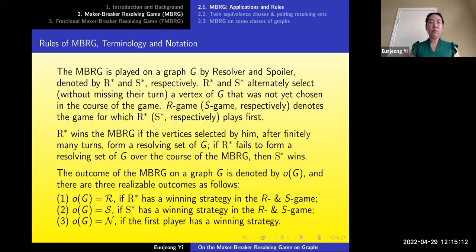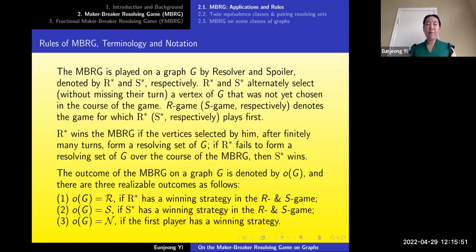What are the rules of MBRG, and the terminology and notation? The Maker-Breaker Resolving Game, abbreviated as MBRG, is played on a graph G by two players, resolver and spoiler, denoted by R star and S star respectively. They alternately select, without missing their turn, and this is the important part, a vertex of the graph G that was not yet chosen in the course of the game. If the resolver plays first, we call it the R game. If the spoiler plays first, we call it the S game.